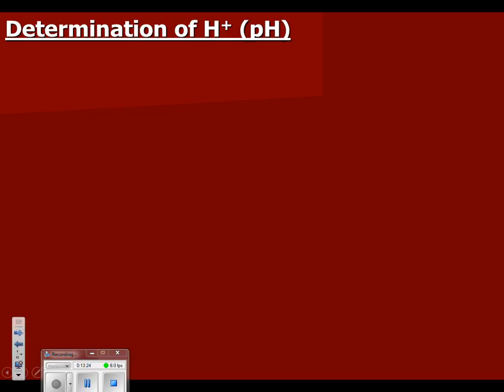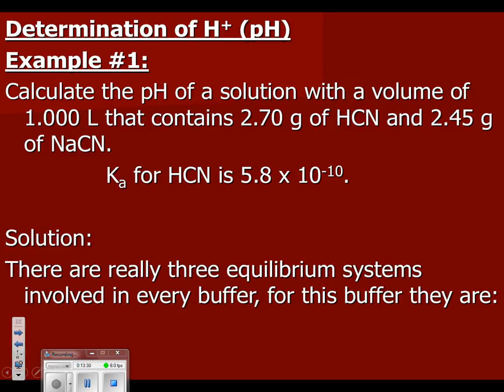So how do I determine the concentration of hydrogen, or the pH? So example 1, calculate the pH of a volume of 1 liter that contains 2.7 grams of cyanic acid and 2.54 grams of sodium cyanide. The Ka for cyanic acid is this.